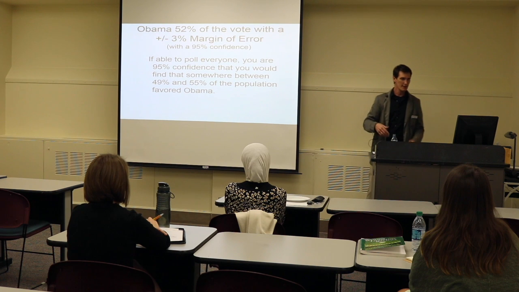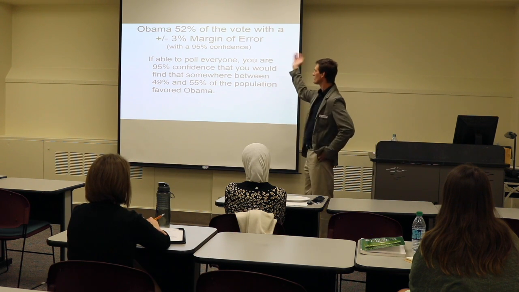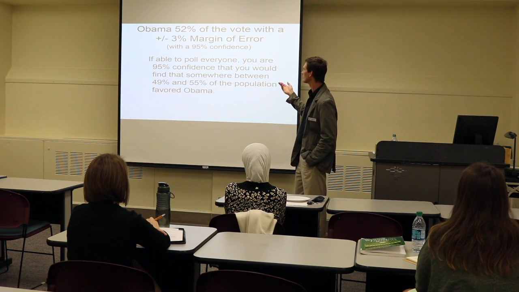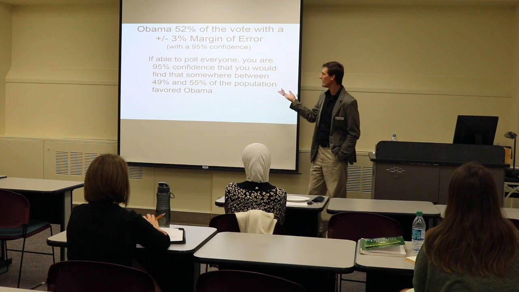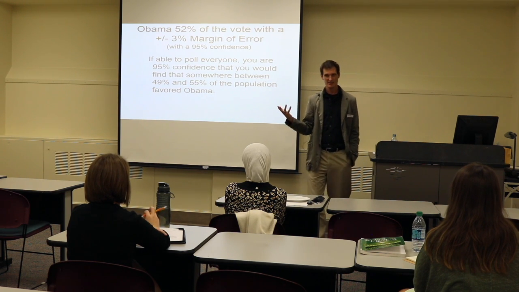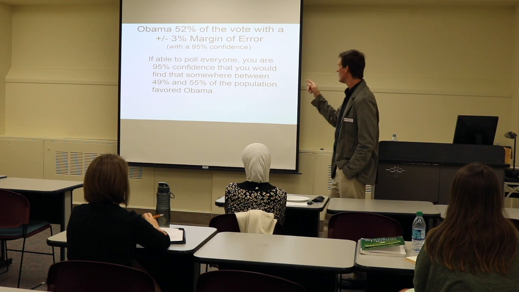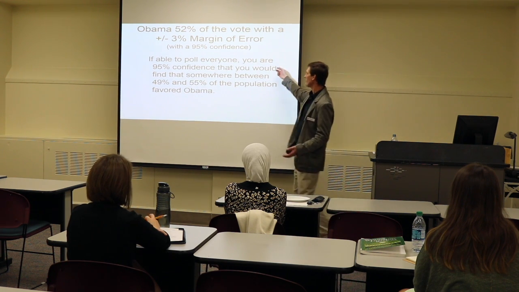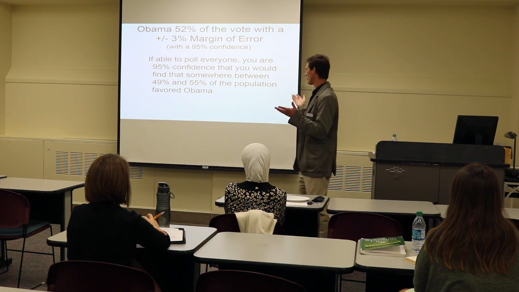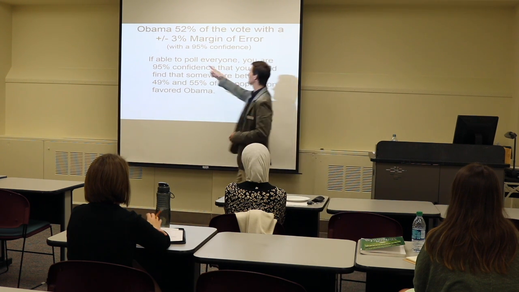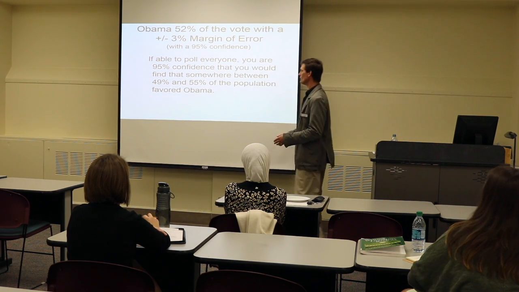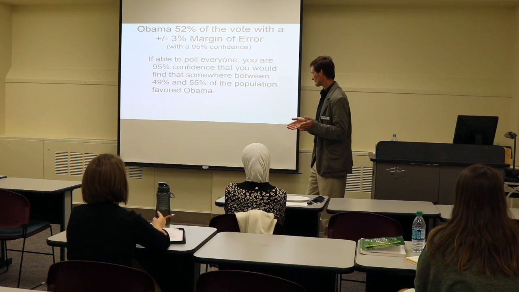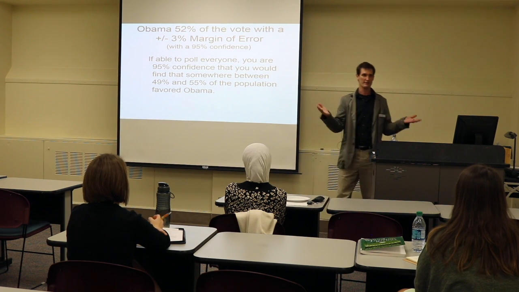population, right? And so in the last presidential election, we heard things like Obama has 52% of the vote in the polling data with the plus or minus 3 margin of error with a 95% confidence. So what that statement means is that if we were able to poll everyone who's a registered voter, then you're 95% confident that you would find somewhere between 49 and 55%. That's the plus and minus 3, right, of the 52. You're 95% confident you'd find somewhere between 49% and 55% of the population that favored Obama.